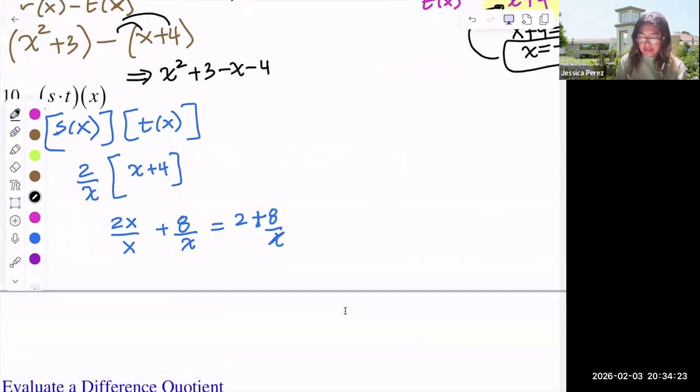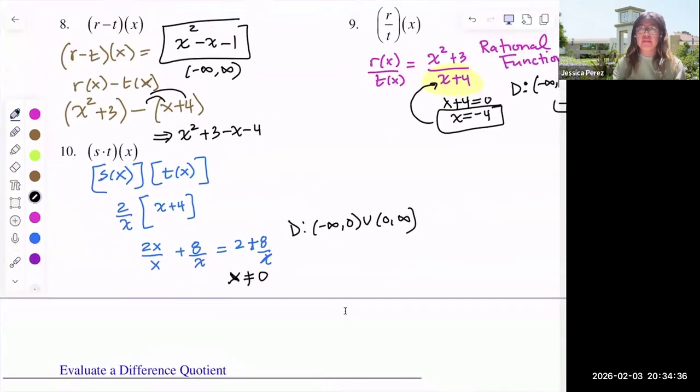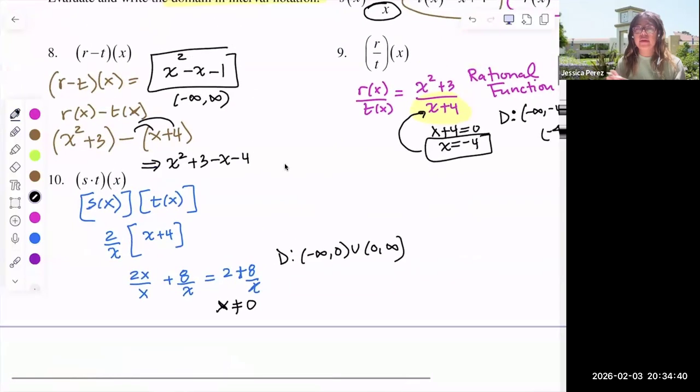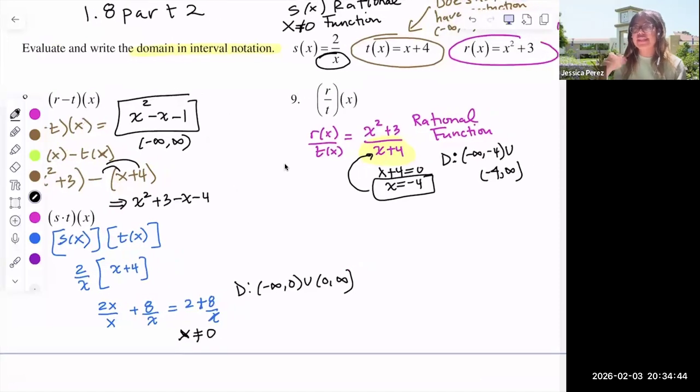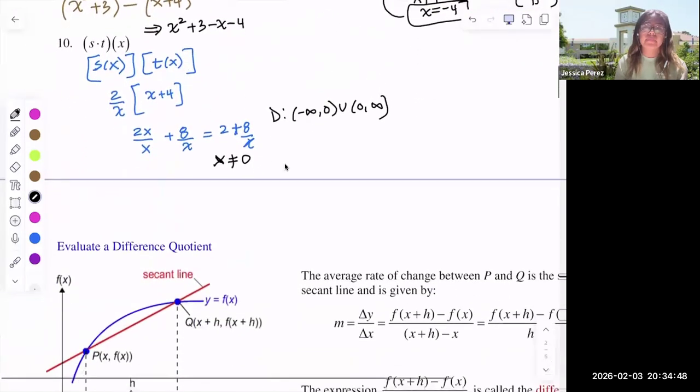The fact that x cannot equal 0. So then the domain is all real numbers except 0. And that would be the solution for number 10. So hopefully, as we're progressing, we understand we had to look at each individual function first, identify its own domain, and then kind of build up from there.